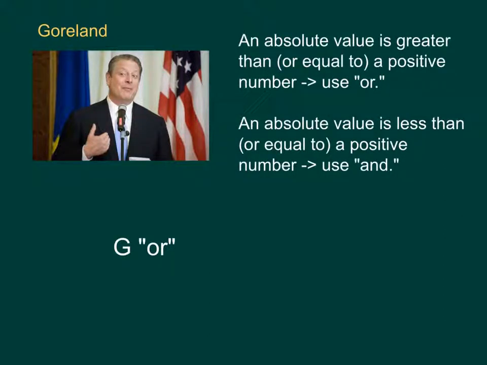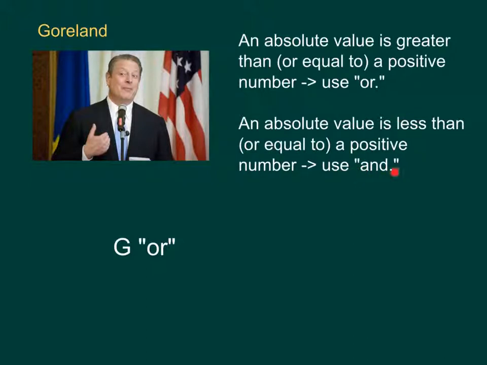Similarly, when an absolute value is less than or equal to a positive number, we're going to split it up and form two inequalities with the word AND. We're going to connect them with an AND. And so that's a less than, starts with L, and that's connected to AND.